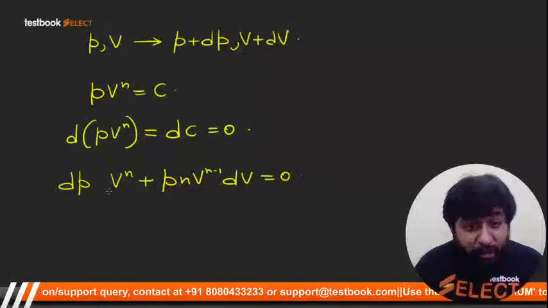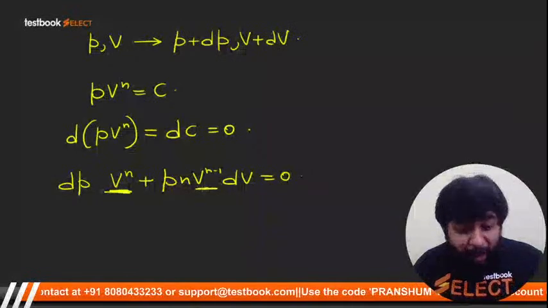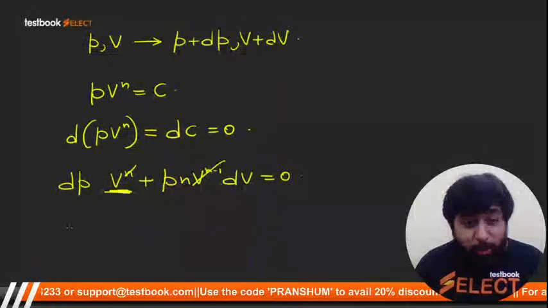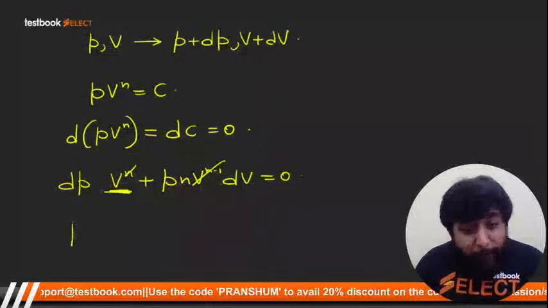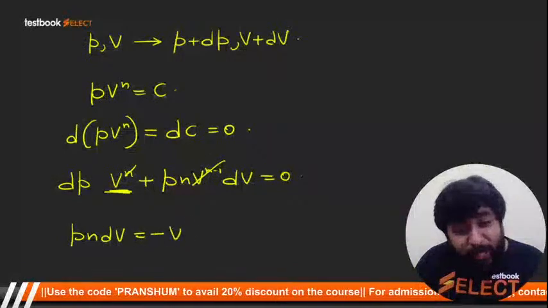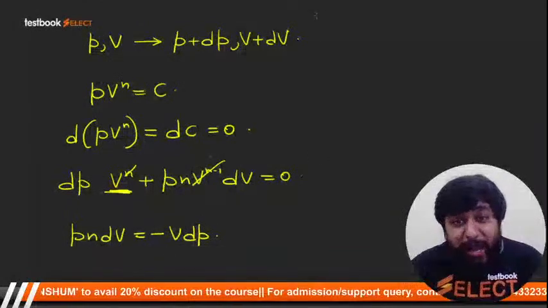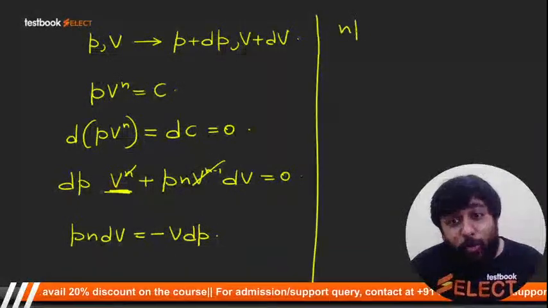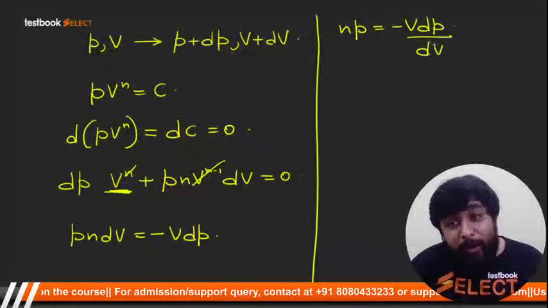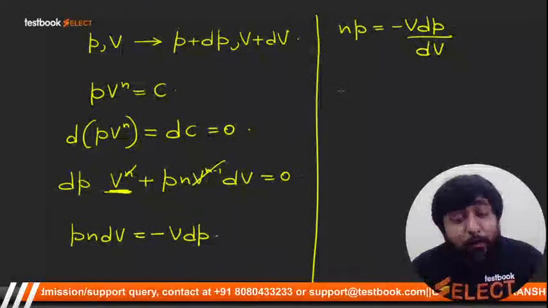How? Very easy. Check. Suppose this is x raised to power 6 and this is x raised to power 5. So this power will cancel out, right? So you will have P n dV is equal to minus V dP. If I take dV on the other side, n P is equal to minus V dP by dV. But minus dP upon dV by V, that is nothing but the bulk modulus.